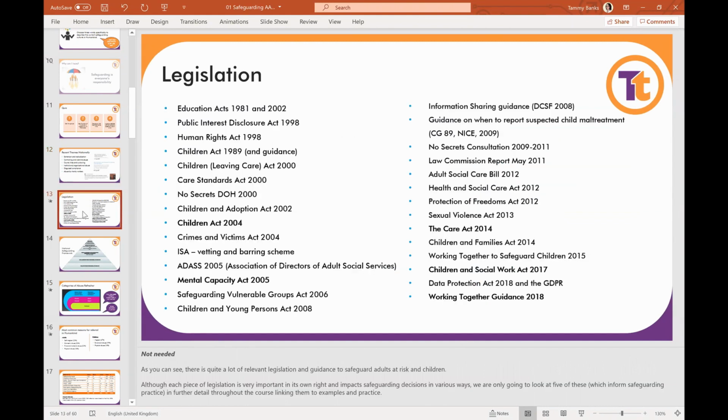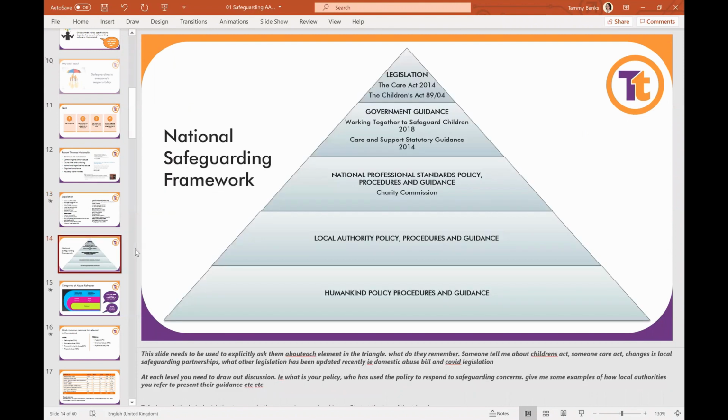This one I don't think is needed at all. I think we make that point on awareness and alerter, and it's just to make the point. It's not to labour it, if that makes sense. Now this one I actually think should be your main legislation and guidance slide. Remember, this is a refresher course, not the first time they've heard it.